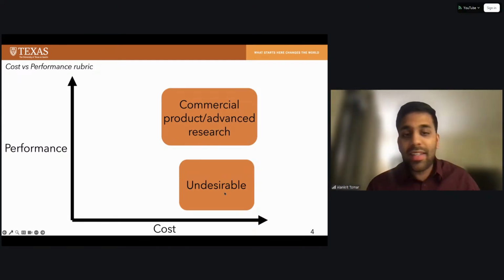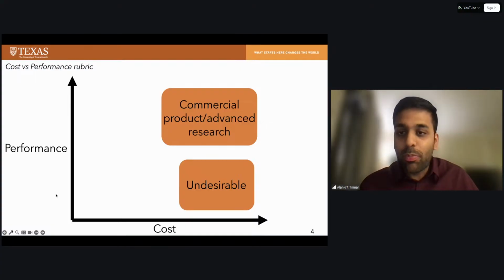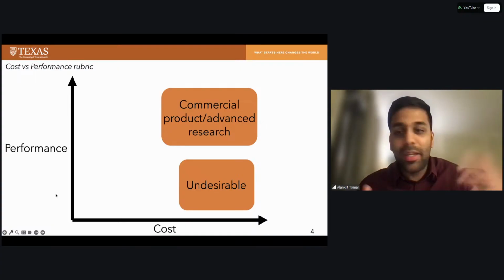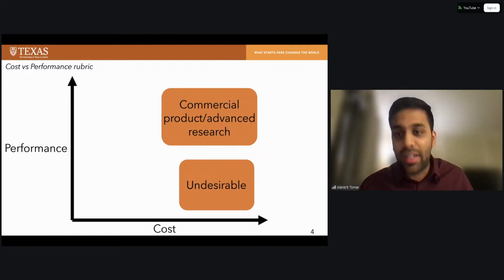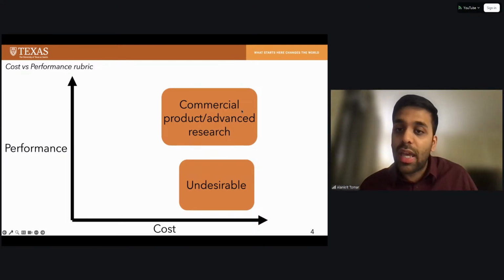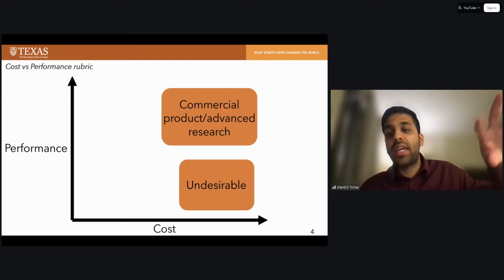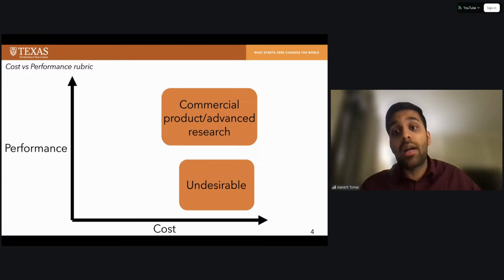So let's say we are operating at this area, which is high cost but low performance. An object like that will be undesirable. A device like that, invention like that will be useless, right? Something which is high cost as well as high performance usually falls in the realm of advanced research or a commercial product.